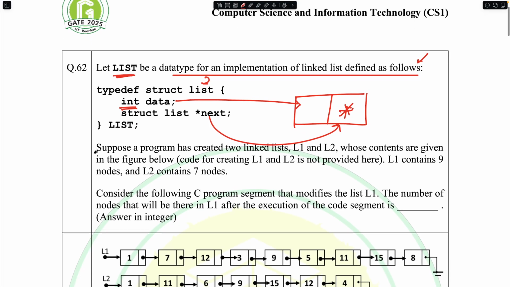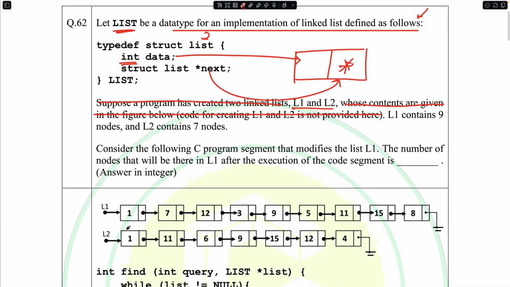Very good. What they are mentioning is, suppose that the program has created two linked lists. L1 and L2 are two linked lists whose contents are given in the figure below. Code for creating L1 and L2 is not provided here. So this content is given for both of the linked lists. L1 contains 9 nodes, L2 contains 7 nodes. Very good. This data is given to us.